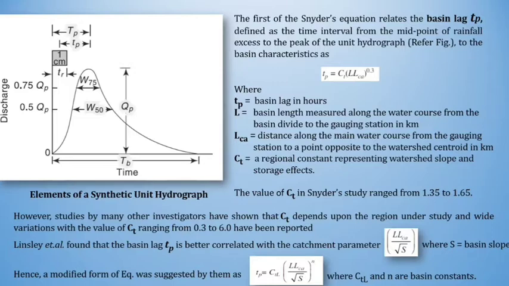Linsley and others found that the basin lag Tp is better correlated with the catchment parameters as L into Lca divided by under root of S, where S is the basin slope. Hence, a modified form of the equation was suggested by them to find out the basin lag. Tp is equal to C suffix TL into bracket L into Lca divided by under root of S whole bracket raised to N, where CTL and N are the basin constants. You can use this equation to find out the basin lag.